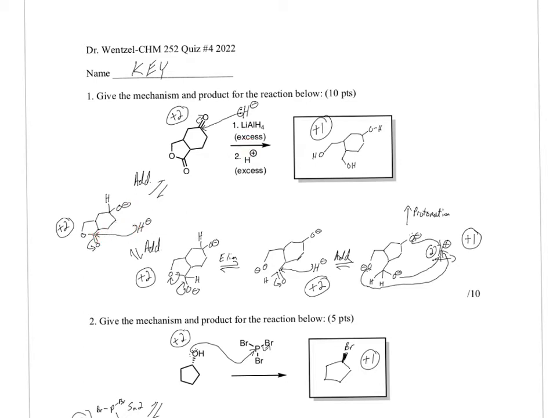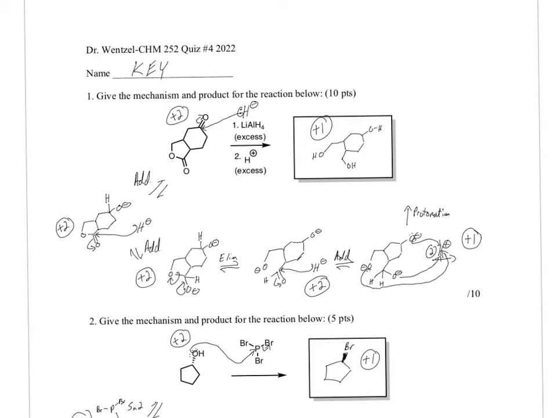Another H- comes in, adds in, tetrahedral intermediate. Now you have a good leaving group. The O- comes out, stays as O-. Another H- comes in, reacts with the aldehyde, kicks it up, makes a tetrahedral intermediate. Now we have no more good leaving groups. Now we do the 3 times protonation, and we get to the alcohol.